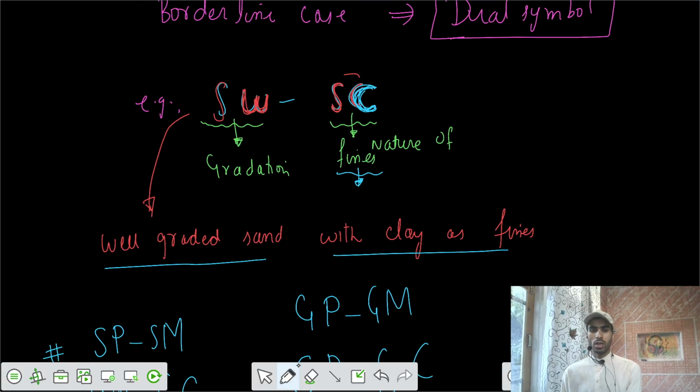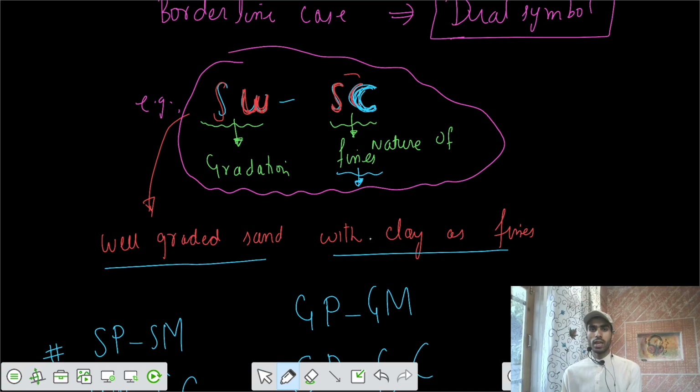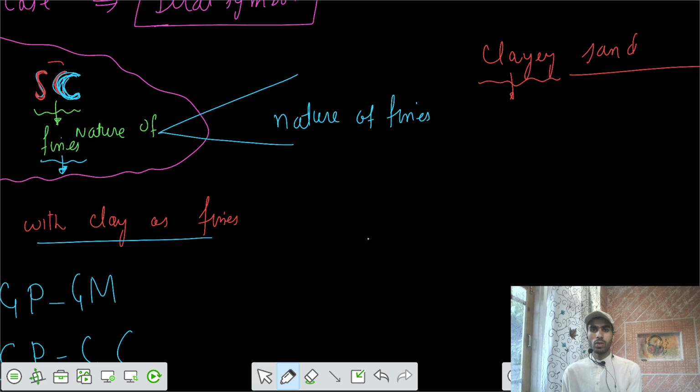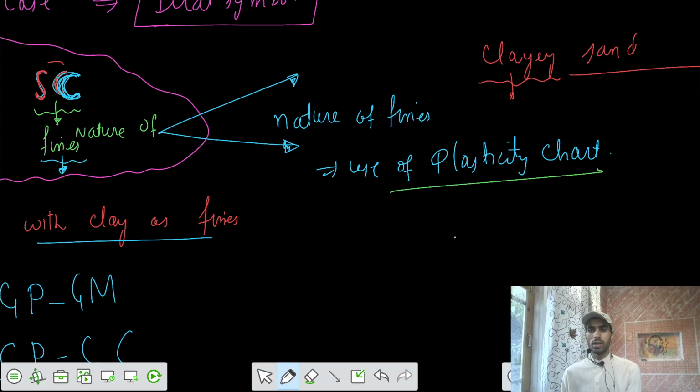Here we have to note one important thing: the first part talks about the gradation and the second part talks about the nature of fines. Now for calculating the fines, we calculate how much percentage of fines we have. For the nature of fines, there's one more thing we have to do, that is use the plasticity chart, because you can't tell whether your fine part is clay or silt. So for that we have to use the plasticity chart in this case.